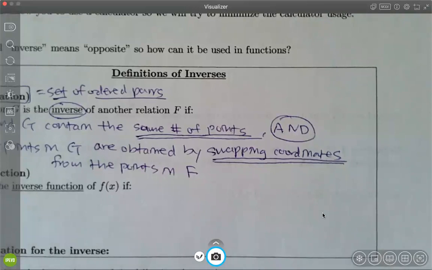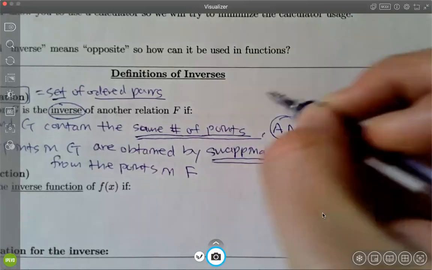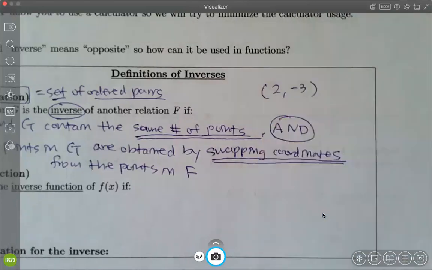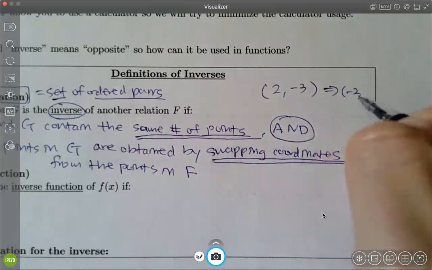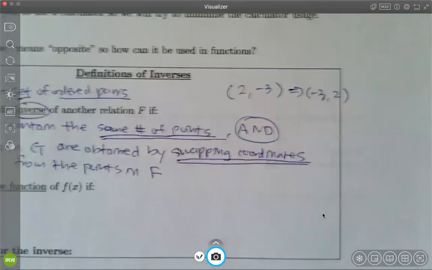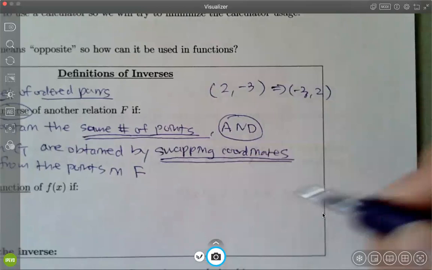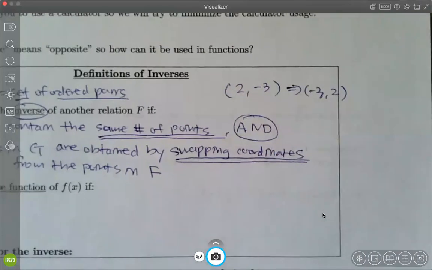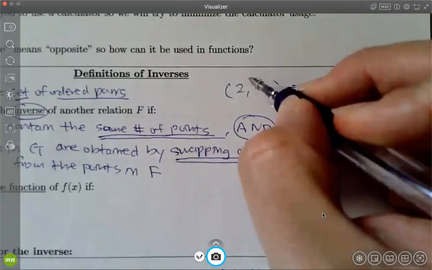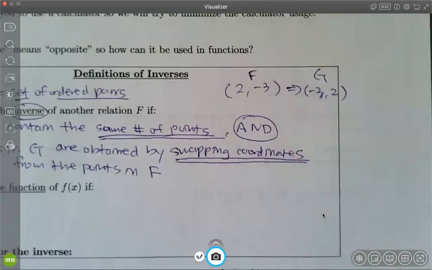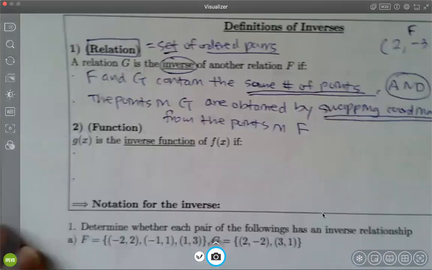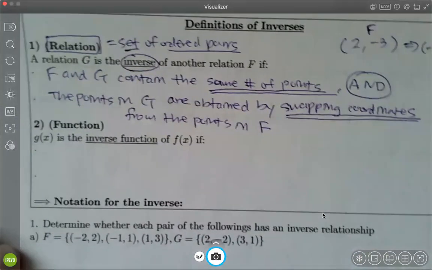Okay, so what does that mean? For example, from this point, (2, -3), how do you swap the coordinates? You get (-3, 2), right? Okay, so that's what I mean by the second point, swapping coordinates. So for example, if this is in F, that will be in G. And vice versa, of course. So now that is the relation definition of the inverses.